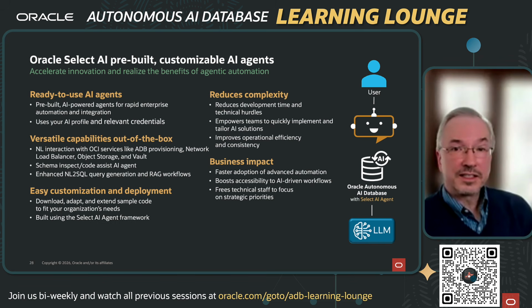Now, built on the Select AI agent framework, these agents are easy to customize and deploy. Simply download and run the sample code. And if you want, you can adapt them to fit your organization's needs. The result is a simpler path to AI adoption with fewer technical hurdles, shorter development cycles, and greater operational efficiency and consistency. Now, with broader access to AI-driven workflows and faster automation, you can spend less time on repetitive tasks and more time focusing on strategic priorities.